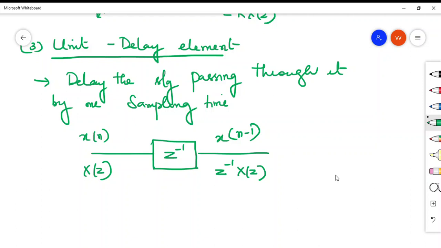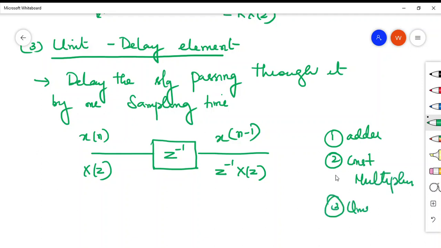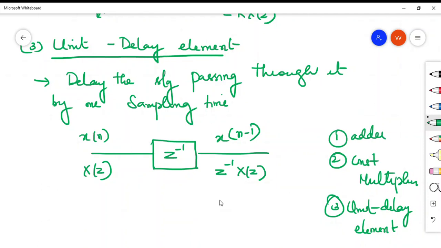So three basic elements are, the first one is adder, we have seen the representation. Second one is constant multiplier, and third one is unit delay element. So with the help of these three elements, we can represent any difference equation into a network form. Now let's see one example of how this is represented.